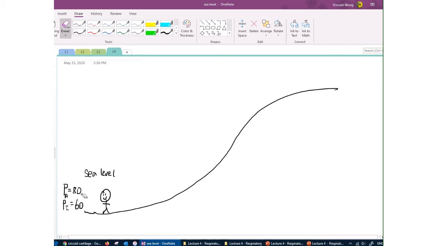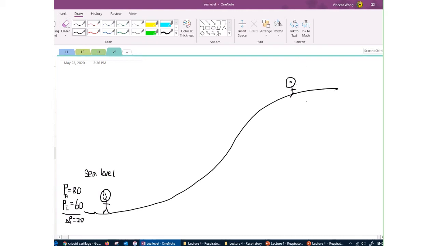Okay, so that creates a pressure difference of 20. In order to drop the pressure, your lungs are going to have to expand, and you can do that by contracting your diaphragm, by moving your rib cage out and up. So you're going to be able to breathe, right? Now up here, high altitude, this is like the top of the mountain.